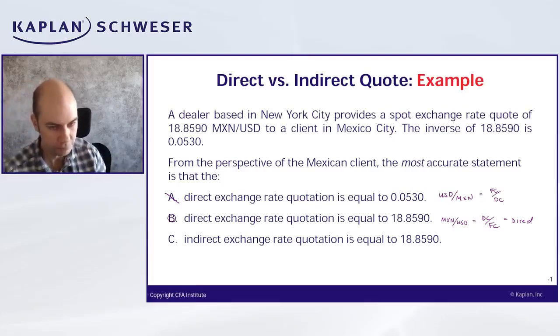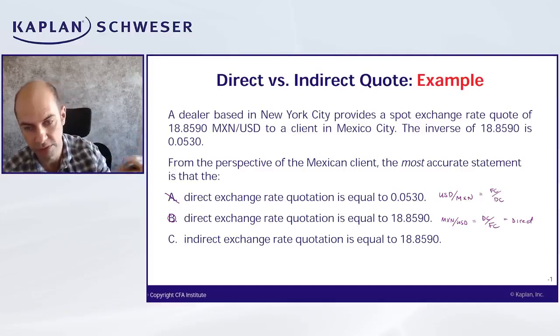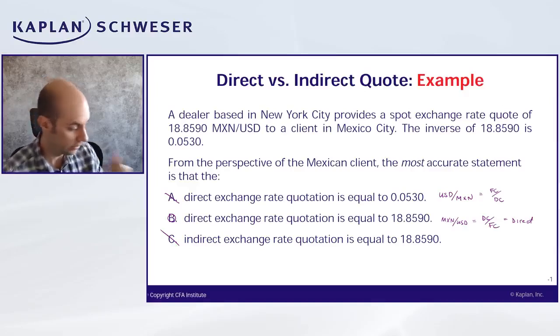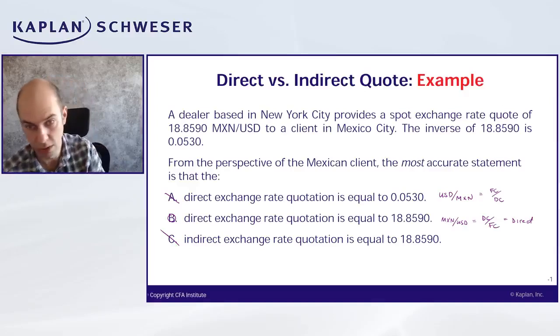So Bravo has to be a winner. And just a rule out, Charla, indirect exchange rate quotation is equal to 18.859. Oh, well, that's just the opposite of Brava, so they can't both be right. It's not indirect for the Mexican investor because indirect would be foreign, i.e. USD numerator over MXN in the denominator. So pretty straightforward question. I don't want to really dwell on it too long.